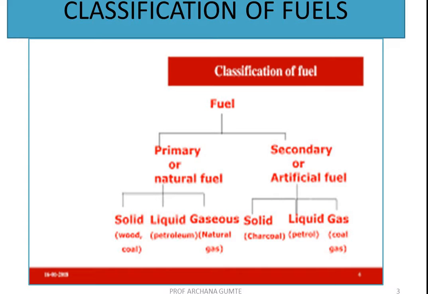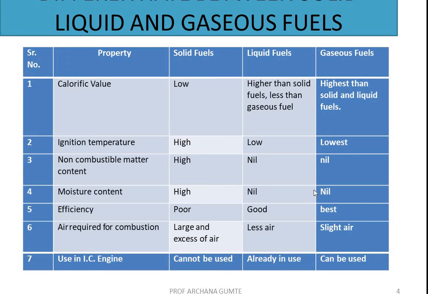Let us see the classification of fuel. Fuels are classified into two categories, namely primary or natural fuel, and secondary or artificial fuel. Primary fuel is obtained from nature, and secondary fuel is obtained from primary fuel. Primary fuel is further classified into solid, liquid and gaseous fuel. Secondary fuels are also classified into solid, liquid and gaseous fuel. The main examples of primary fuels are wood, coal, petroleum, natural gas. These belong to primary fuel. Charcoal, petrol, coal gas, biogas belong to secondary fuel.